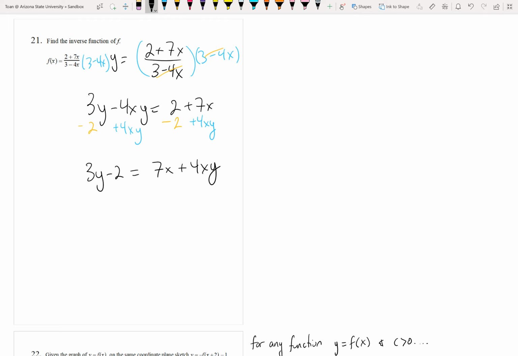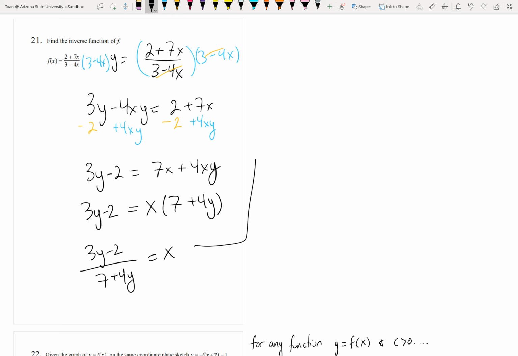Since I want to solve for x, I need to isolate the x. We need to extract the x from the right hand side via factoring. So factor out the x, giving us 7 plus 4y. And then get rid of this junk here by dividing it out. So 3y minus 2 over 7 plus 4y equals x.